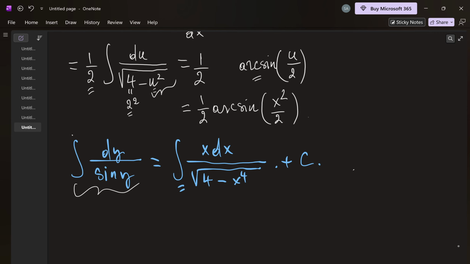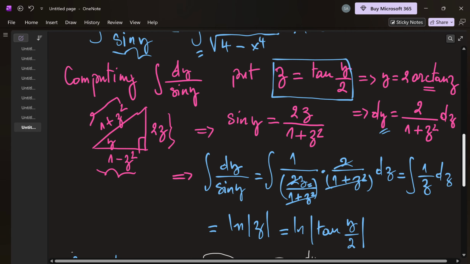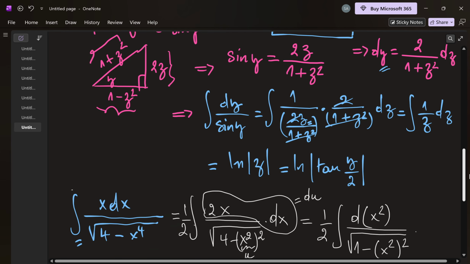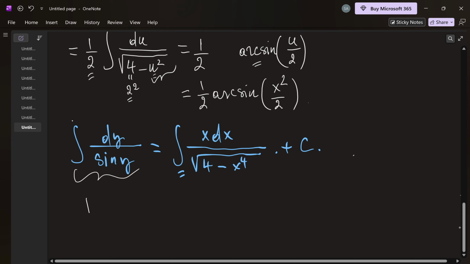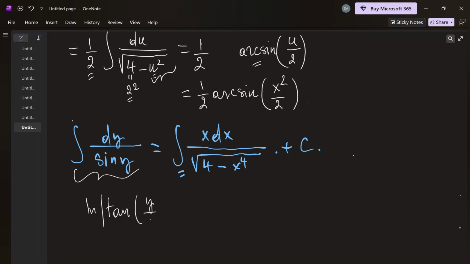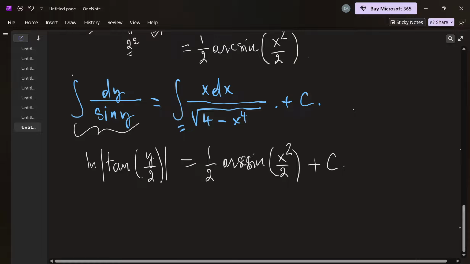So now we replace this part and this part. So the integral of du over sine u is actually equal to ln tangent u over 2. So this part is ln tangent u over 2, and this part is 1 over 2 arc sine x squared over 2 plus some constant c.